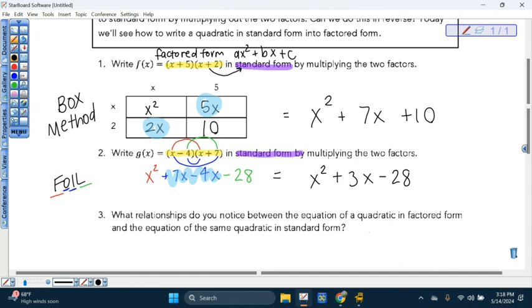Very good. So let's talk about what relationships we see between factored form and standard form. Think about, where did this x squared come from? X times x, right? It was my first times first. The x squared comes from the x times the x. It's my first term times my first term.